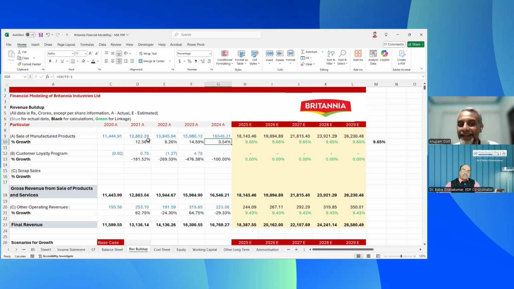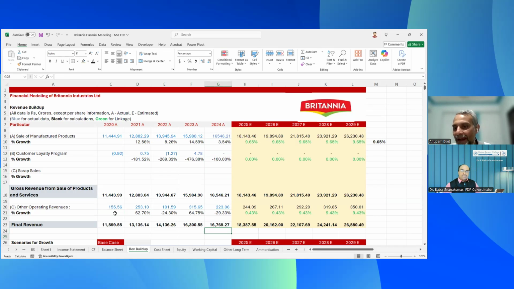So we have calculated these growth rates for sale of manufactured products. Then there is a customer loyalty program and other operating revenue. These three are the breakups of the sale, which we have observed in the annual report. It is mentioned under a certain note, and we have gone to that note and got these values. Once we have got these values, we have got these percentages calculated.